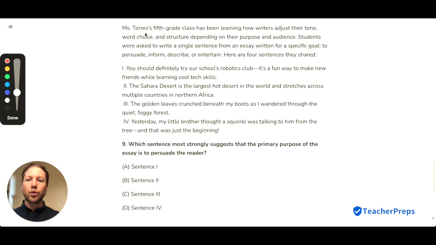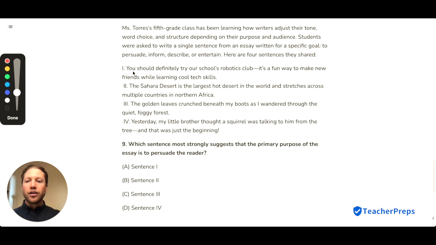This reads, Miss Torres's 5th grade class has been learning how writers adjust their tone, word choice, and structure depending on their purpose and audience. Students were asked to write a single sentence from an essay written for a specific goal. Here we go. To persuade, inform, describe, and entertain. Here are the 4 sentences. So it looks like we have 4 different sentences from 4 different students, and what we are asked to identify is the sentence that persuades the reader.